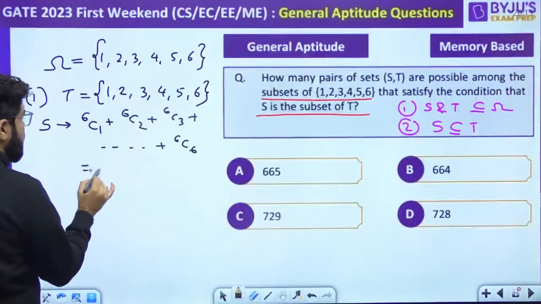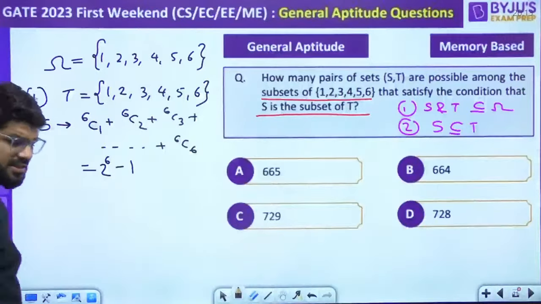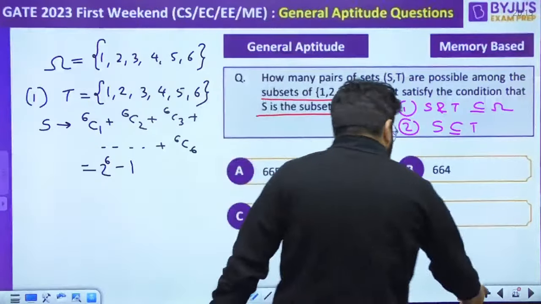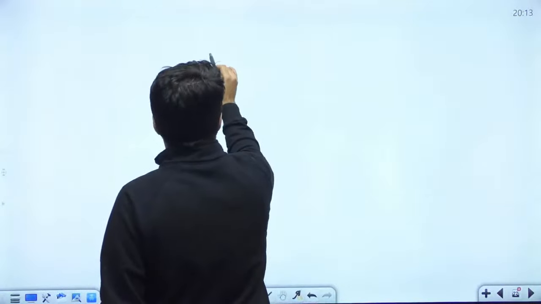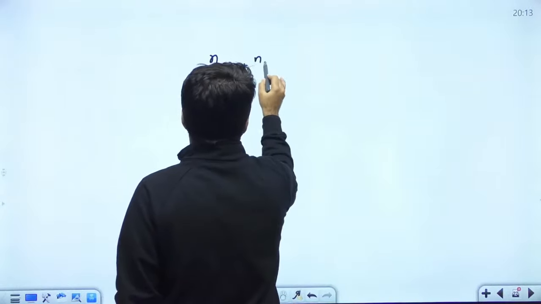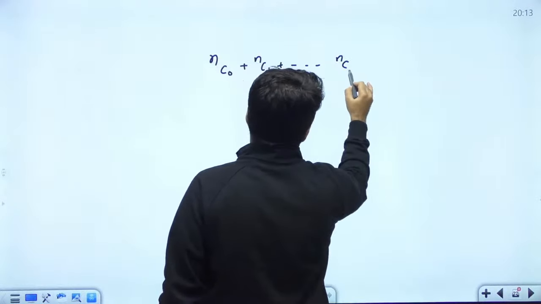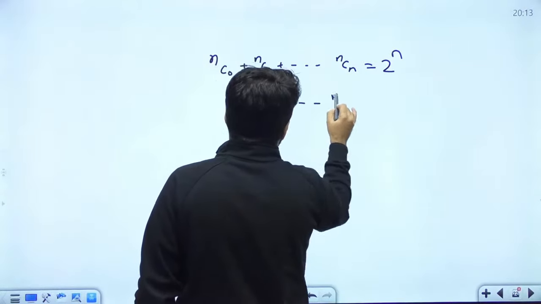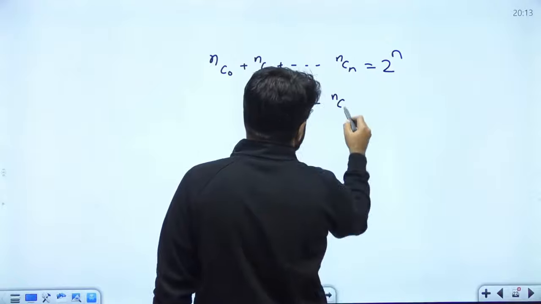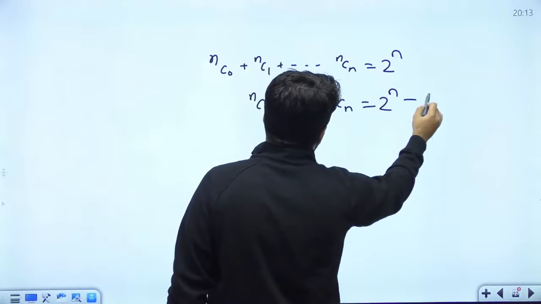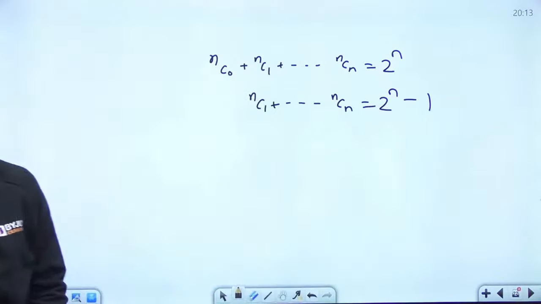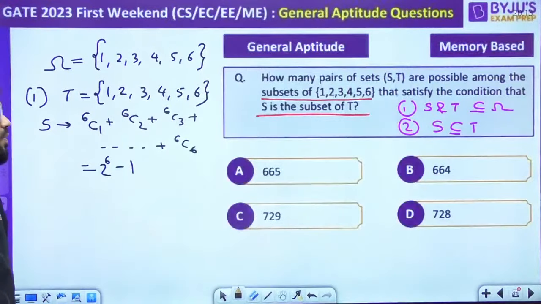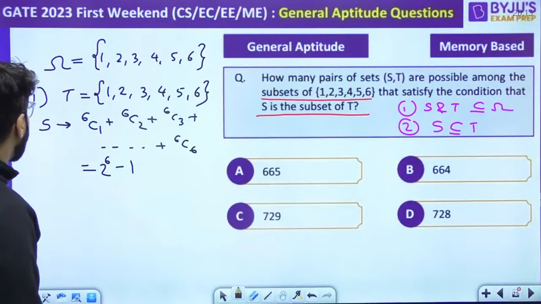Okay, so now this is equal to 2 power 6 minus 1. Why is this equal to 2 power 6 minus 1? Because earlier also I have taught you, listen, the summation from nC0, nC1, etc. up to nCn is always given by 2 power n. So summation from nC1 up to nCn is given by the formula 2 raised to the power n minus 1, because the value of nC0 is 1. Clear? All right. So it is 2 power 6 minus 1.